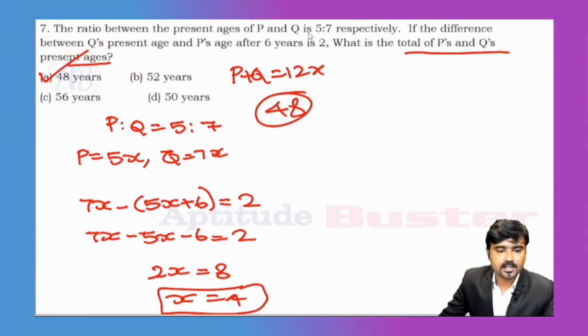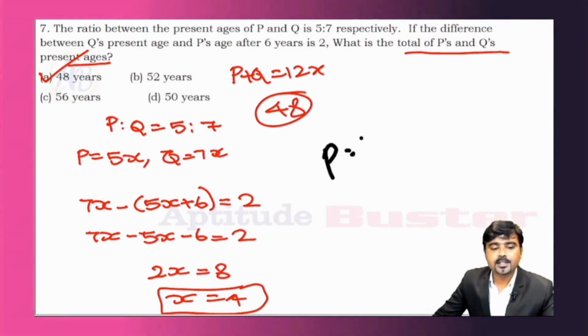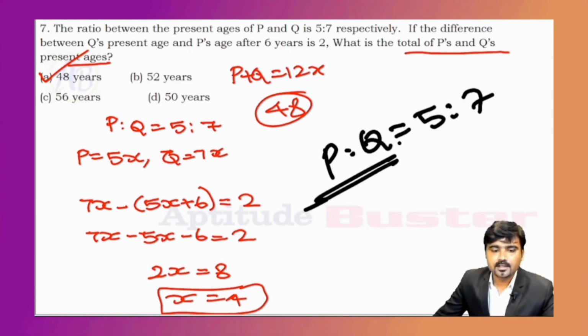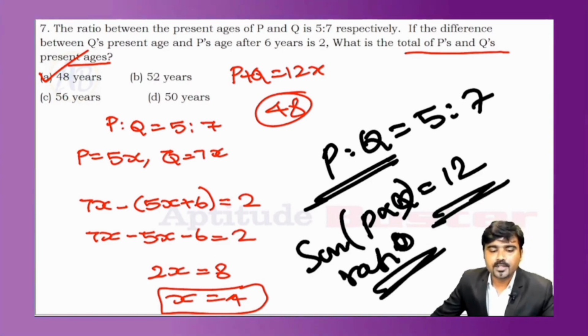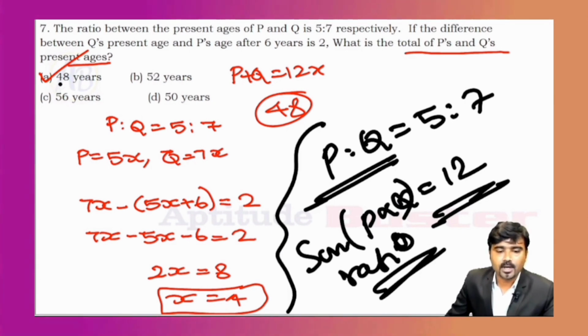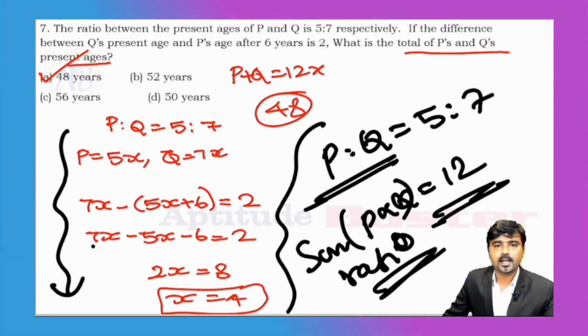Without this calculation, can you find out the answer? Yes. P is to Q is equal to 5:7, right? The present ratio is 5:7. What's the sum of the ratio? Sum of P and Q is 12. The sum of the ratio is 12, which means the answer should be a multiple of 12. In this answer choice, only 48 is a multiple of 12, that should be the answer. No need to calculate anything. If 4 answer choices are multiples of 12, then only you need to do this calculation. Have you understood?